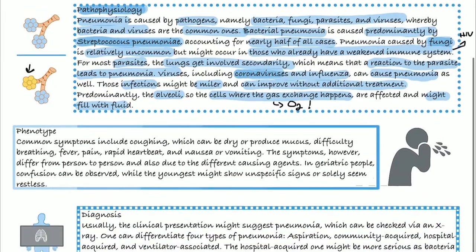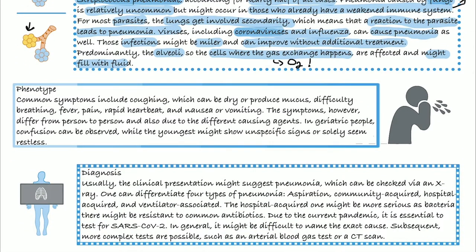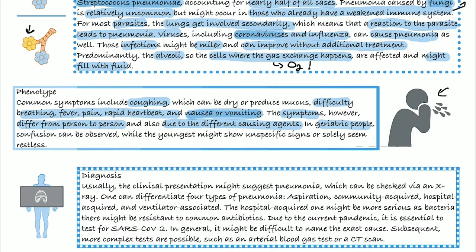Now the phenotype. As common symptoms we have coughing, which can be dry or also produce mucus, difficulty breathing, fever, pain, rapid heartbeat, and also gastrointestinal symptoms like nausea or vomiting. The symptoms, however, might differ between people, also due to the fact that there are different causing agents. In geriatric people, we might see confusion, and the youngest might show very unspecific signs or solely seem restless. So diagnosis isn't always straightforward.